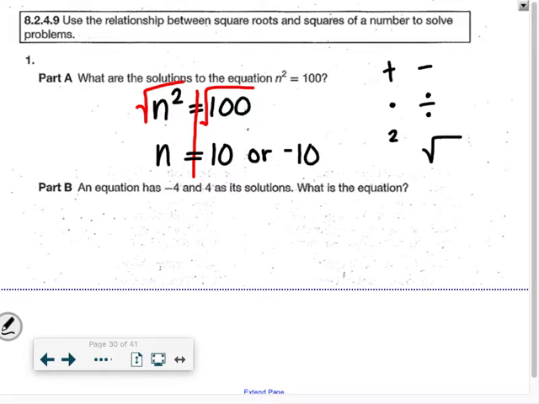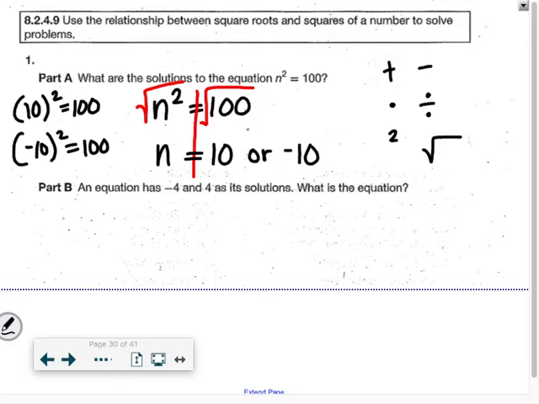The positive square root is sometimes called the principal square root, and then the negative square root. 10 squared equals 100, and negative 10 squared also equals 100. Remember, a negative times a negative is a positive.